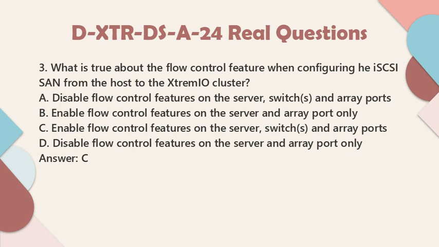3. What is true about the flow control feature when configuring iSCSI SAN from the host to the XtremIO cluster? A. Disable flow control features on the server, switches and array ports. B. Enable flow control features on the server and array port only. C. Enable flow control features on the server, switches and array ports. D. Disable flow control features on the server and array port only. Answer: C.